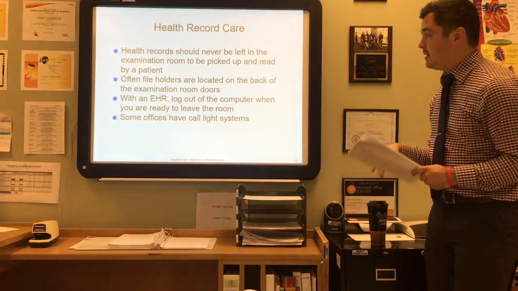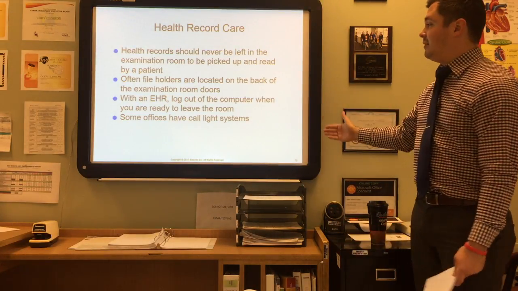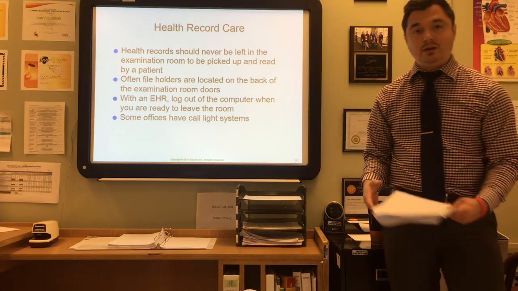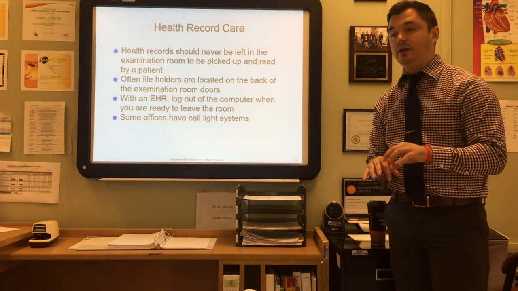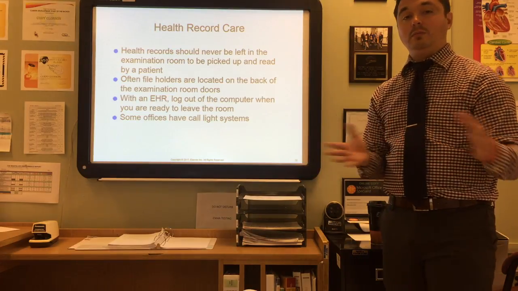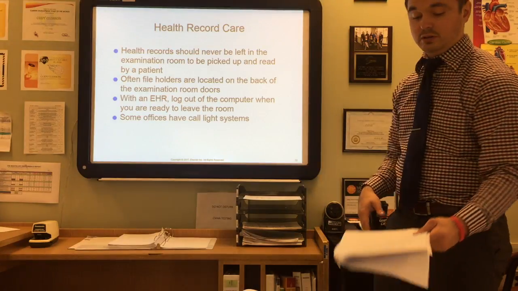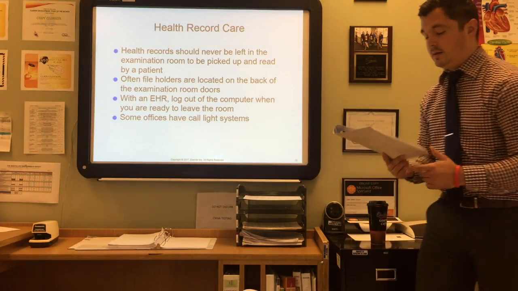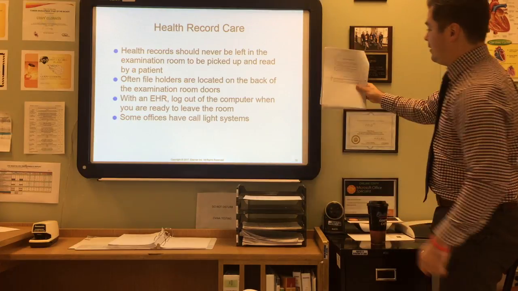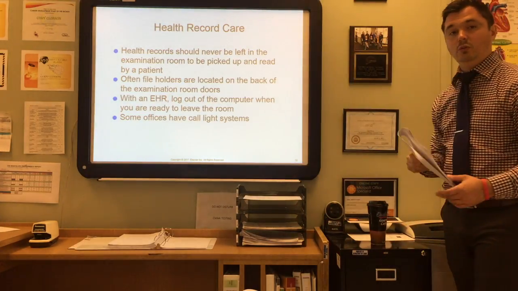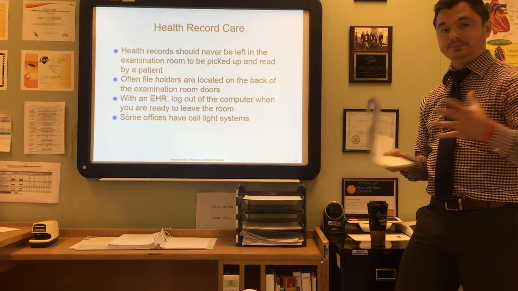and we are ready for the next steps. With an electronic health record, log out of the computer when you're ready to leave the room. If you're in there getting things set up for the patient and on the computer, and you go to leave the room, make sure you log out or lock the computer so that the patient can't get on and see different things. Some offices will use a call-out system instead of the file folders being placed in certain ways, so that you are all aware of how the office is run.